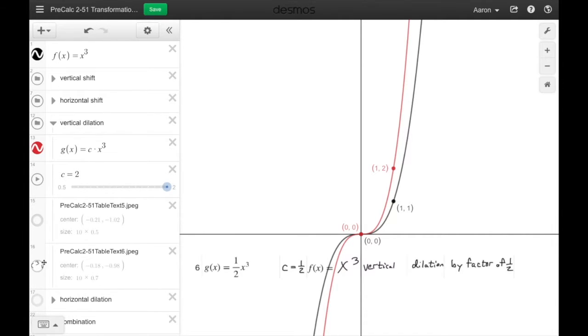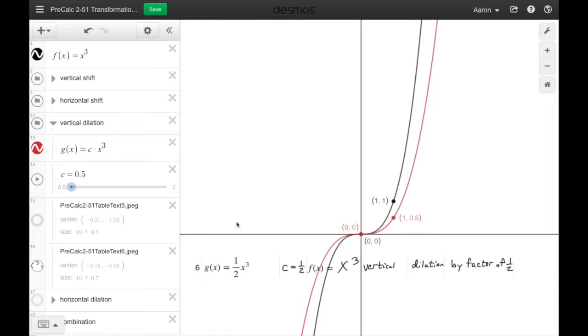Now, what happens if we make that a fraction out in front? If we make that a fraction, then you see the y values get cut in half. The c value is 1/2. The parent function is x cubed, and it's a vertical dilation by factor of 1/2. You can see here 0 times 1/2 is still 0. 1 times 1/2 is 0.5.